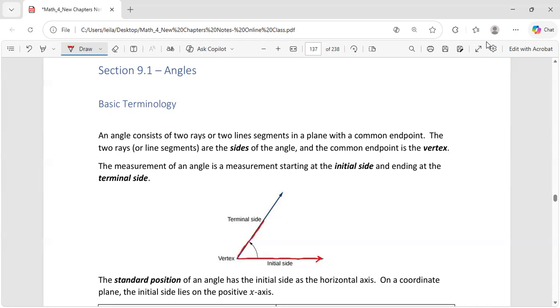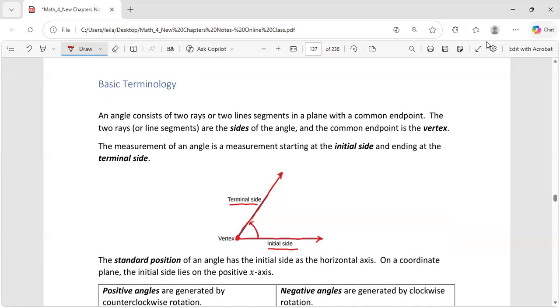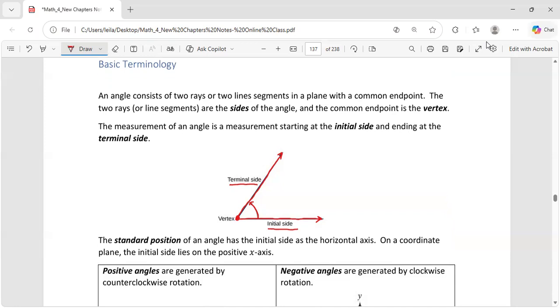You can see two rays that have a common endpoint, which is called the vertex. It creates an angle from one ray to another ray. One ray is called the initial side of the angle, and the other ray is called the terminal side of the angle, and the direction from the initial to the terminal side measures the angle. It's how we measure the angle. And we usually graph any angle in standard position in this way.